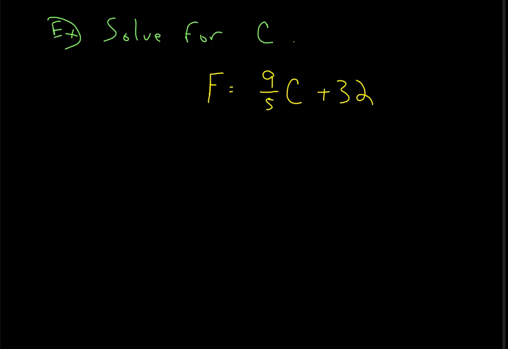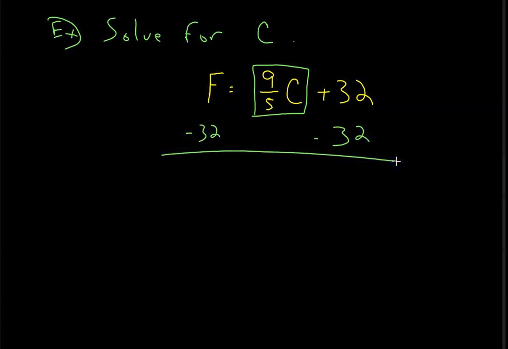So, you know what? Pause the video and see if you can do it on your own. Give it a shot, and then after you give it a shot, join me and see if I come up with the same answer. So give it a shot now. If I was solving this, I want to isolate the C. So I would first subtract 32 from both sides, and that would mean that F subtract 32 should equal 9/5 C.